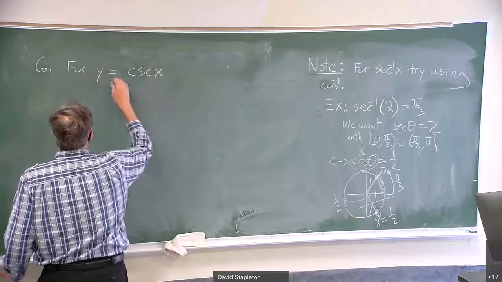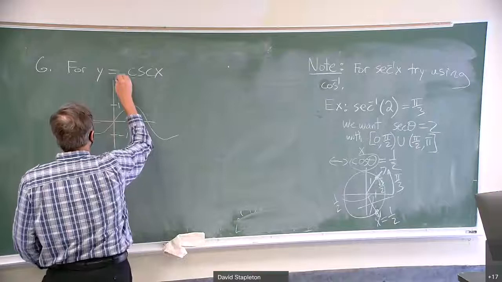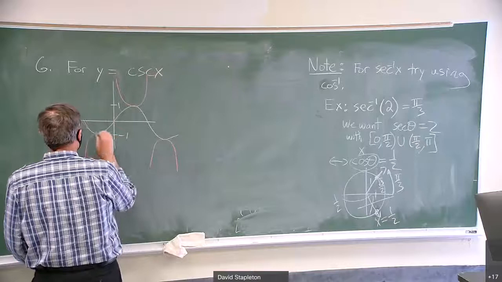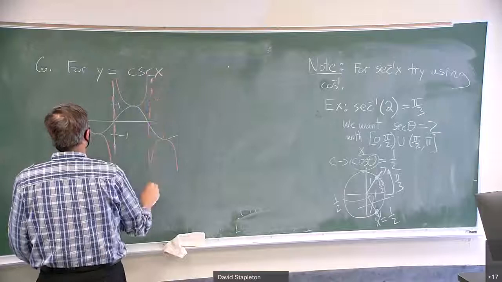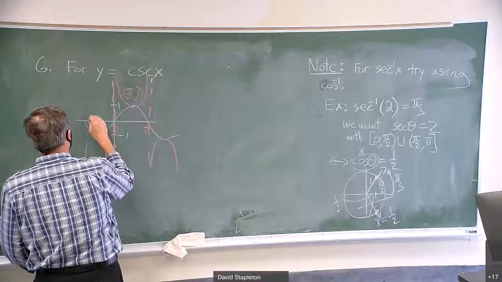Remember, we can take the sine function. It goes between minus 1 and 1. And the cosecant is the U shape up, U shape down, that just touches the peaks and valleys. And the asymptotes are where the sine is equal to 0, which is integer multiples of pi. And it has this point right here, pi over 2, 1. And this point right here, sine of minus pi over 2 is minus 1.